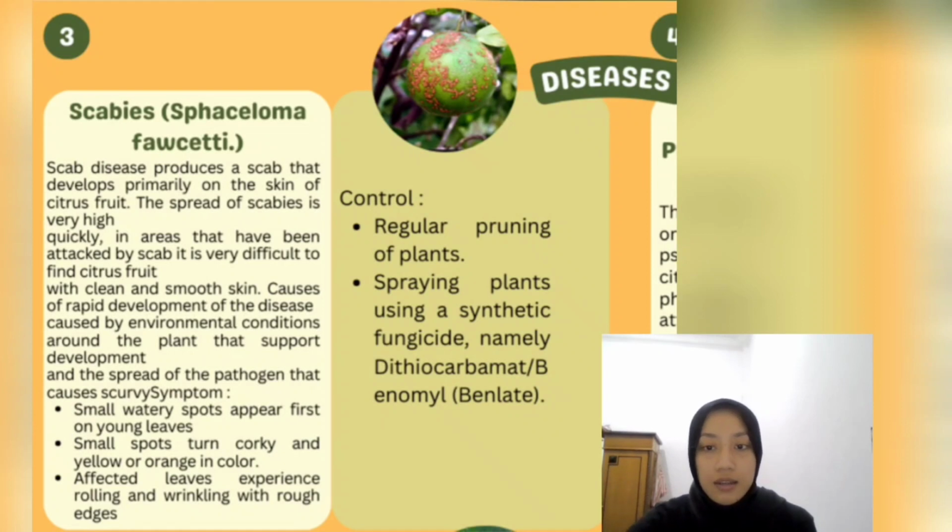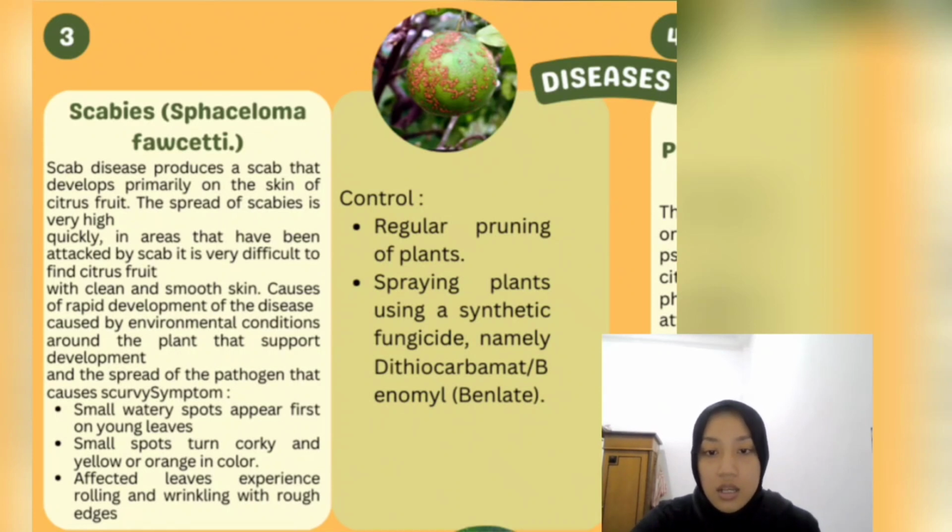Diseases. First, scab, caused by Sphaceloma fawcettii. Scab disease produces scabs that develop primarily on the skin of citrus fruit. The spread of scab is very quick in areas that have been attacked. Because of scab, it is very difficult to find citrus fruit with clean and smooth skin. The rapid development of the disease is caused by environmental conditions around the plant that support the development and spread of the pathogen that causes scab.